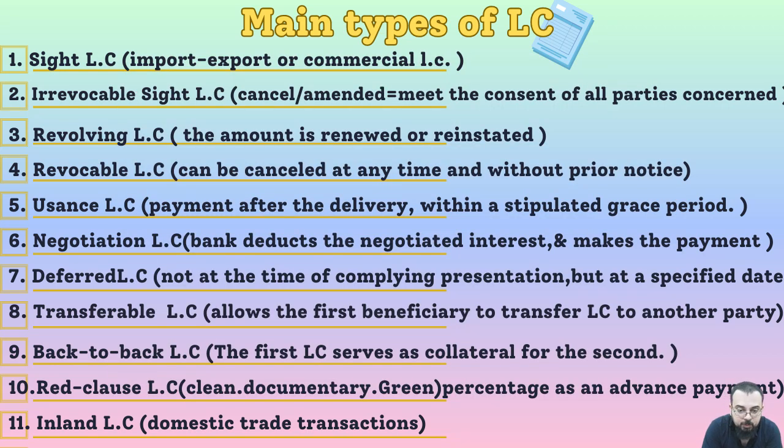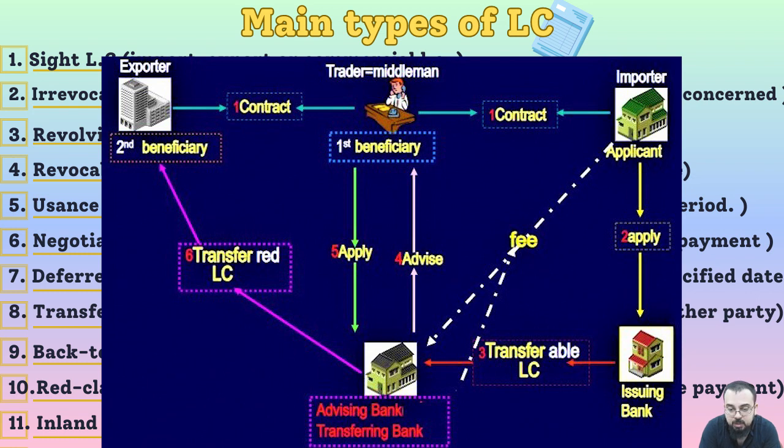Let's continue. Transferable LC. This type of LC allows the first beneficiary to transfer some or all of the credit to another party. This is usually done where the first beneficiary is not the actual manufacturer of the goods and is sourcing them from others. In an LC agreement, a seller, the first beneficiary, has a sale to execute with the buyer but is unable to complete the merchandise order from the manufacturer.